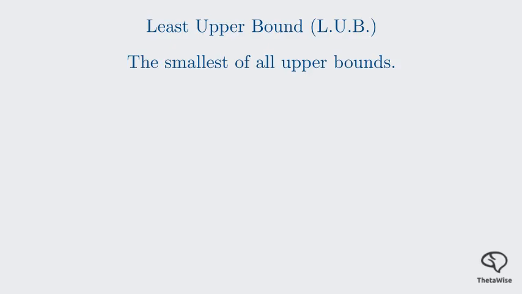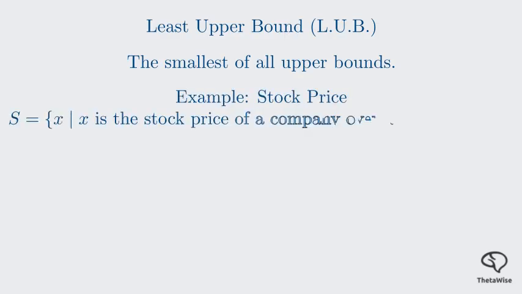Let's go back to our stock price example. The set of prices was bounded above by 100, 101, 102, and so on. The least upper bound is 100. It's the smallest number that is still greater than or equal to every price in the set.